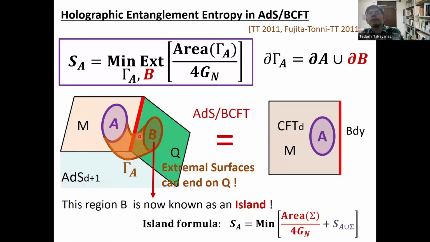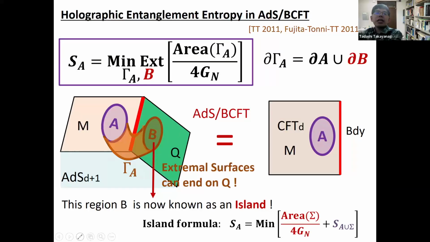This is the area of gamma A. But the point is that we minimize not only over gamma A, but also over the location of B, or the shape or size of B. You take a minimization over that, and then you get the correct one. Indeed, in this case, rather than the connected one, this disconnected one gives a smaller entropy, so it is favored. I will explain a more explicit example later. But in general, it can end on the end of the world.